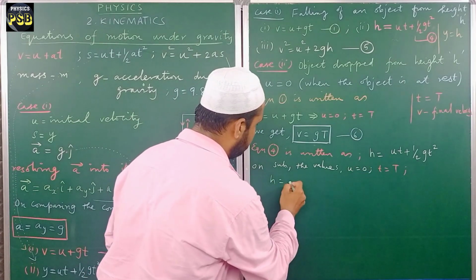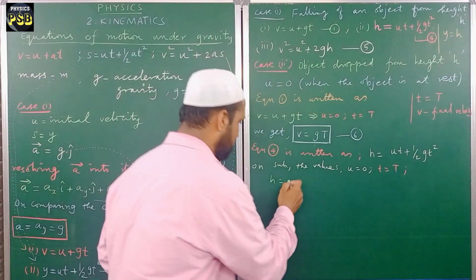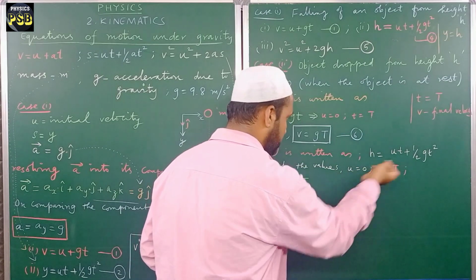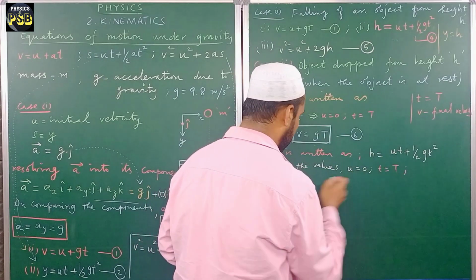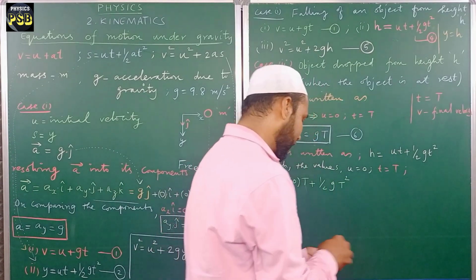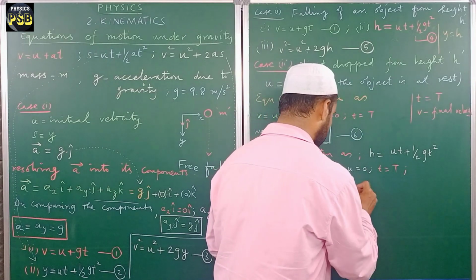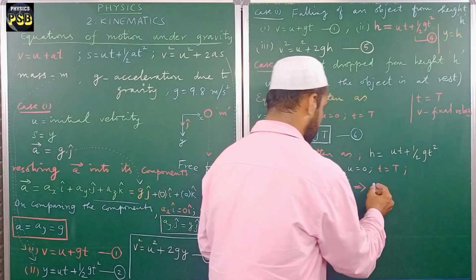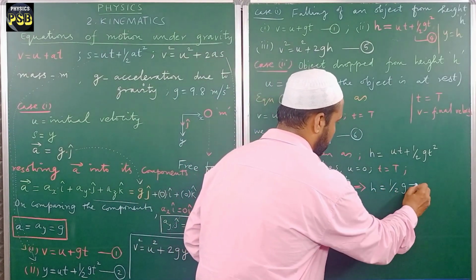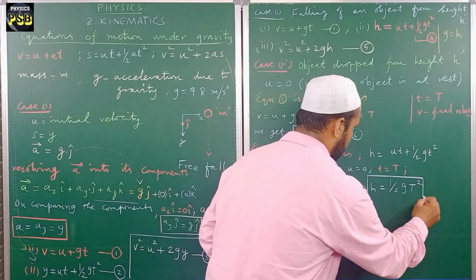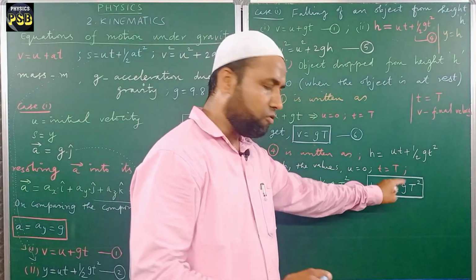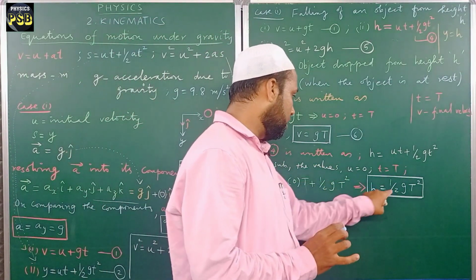h equals 0 multiplied by T, which is 0, plus half g, then T square, where in the place of t I write capital T. So what do I get? I get h equals half g T square. That is the height of the object. Right? Now look at this carefully. What changes am I going to make to this?